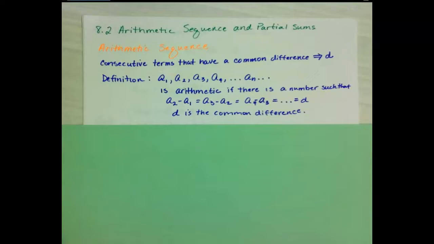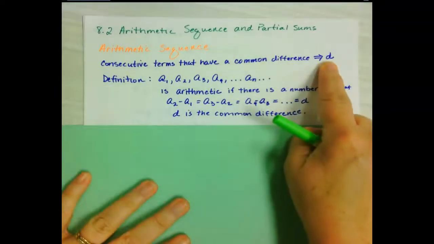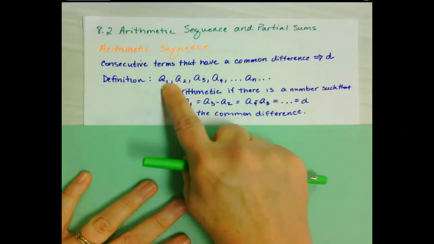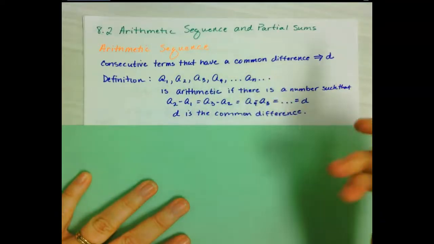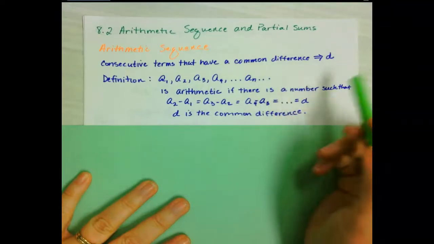An arithmetic sequence is a sequence, so we know from our previous units that that's a list of terms in a specific order connected by a comma. And in this particular case, an arithmetic sequence, it's connected where each of the terms have a common difference. And so the consecutive terms, we use the letter d to represent those common differences. So position 1, position 2, position 3, position 4, all the way out to some position. This could go on forever.